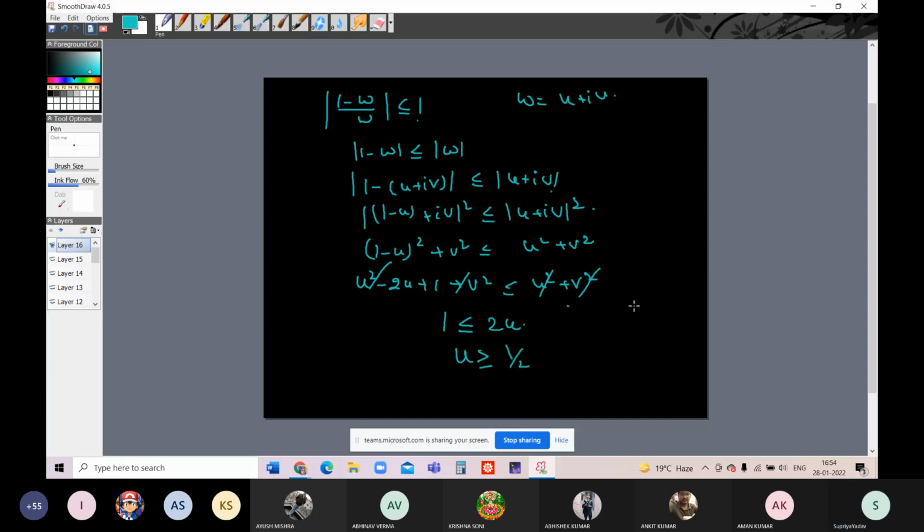So this will be the line u = 1/2, where the axes are u and v. The region will be u ≥ 1/2. So this is the line u equal to 1/2, and the region is u greater than or equal to 1/2.